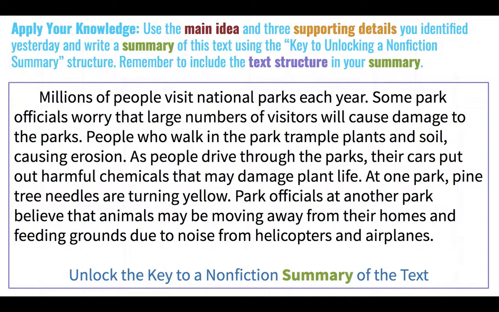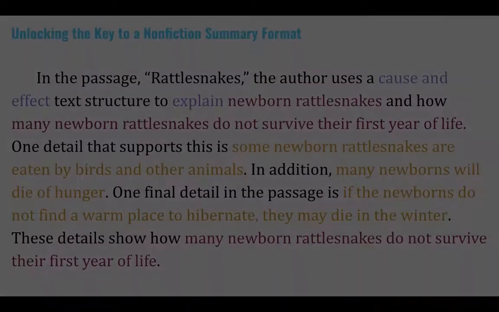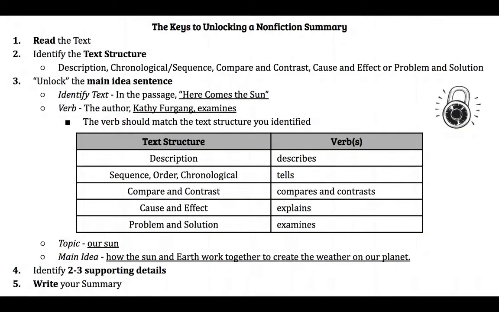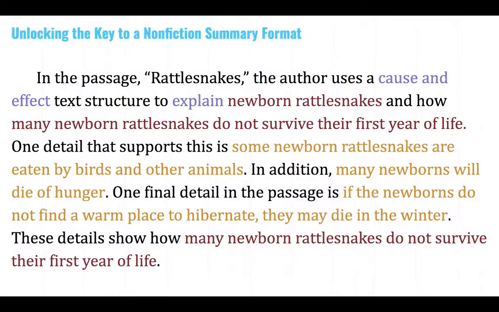Today, using your work from yesterday about main idea and supporting details of the text National Parks, you will unlock the key to a nonfiction summary of this text. Use the same format that you used last week, that we used in Unit 2, and that we used on multiple formative assessments. Make sure that you are identifying all the different elements that make a summary successful: the text structure, the title, the author, the topic, the main idea, 2 to 3 supporting details, and a concluding sentence.